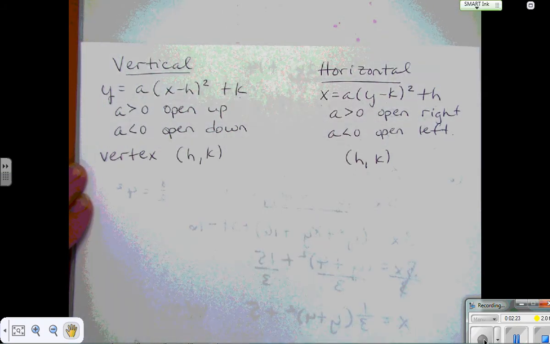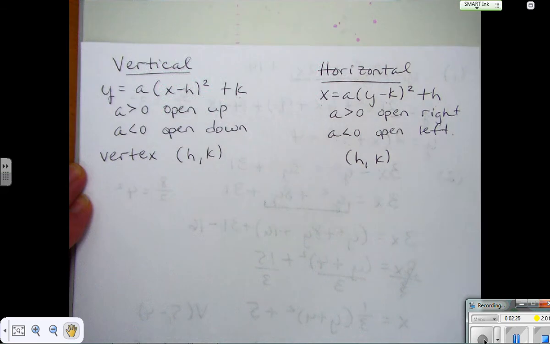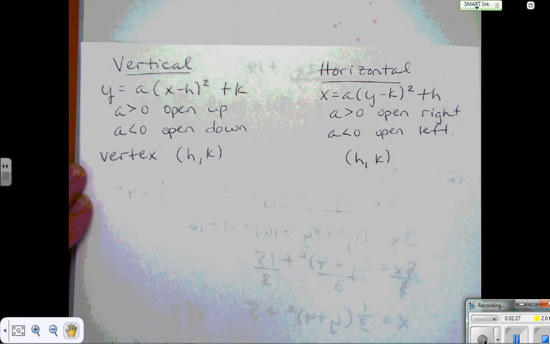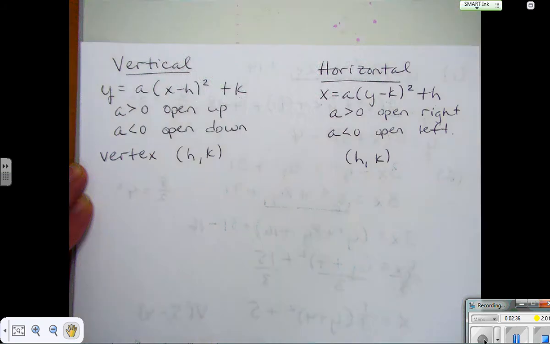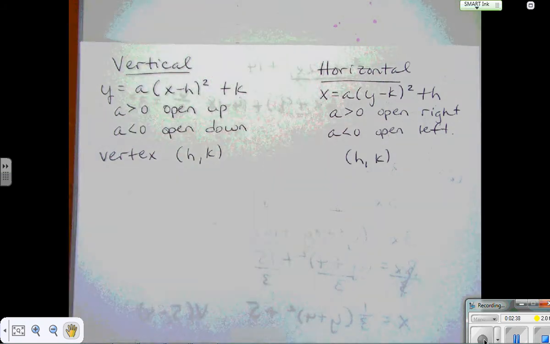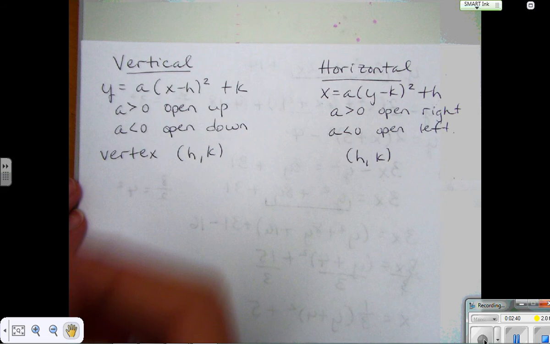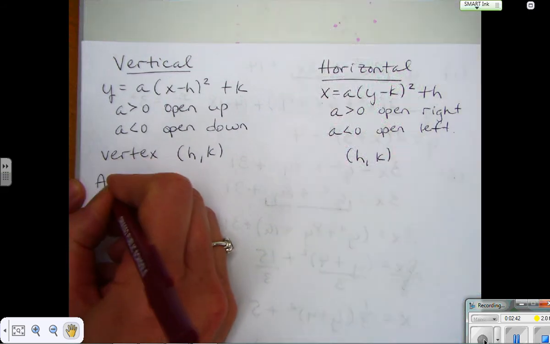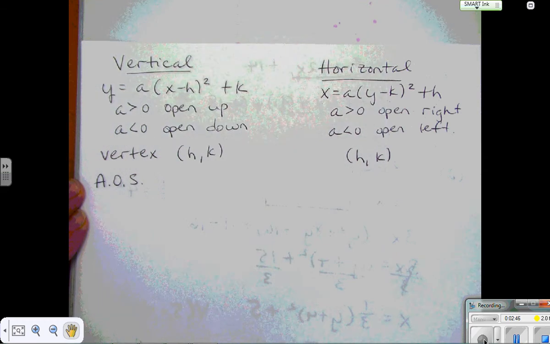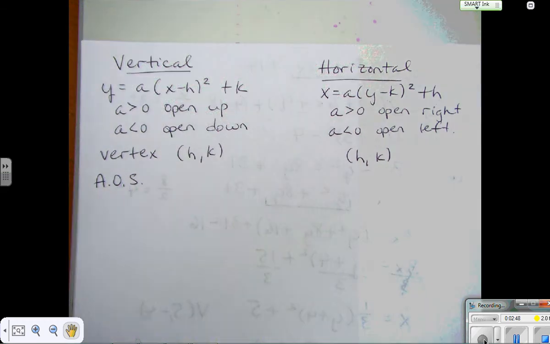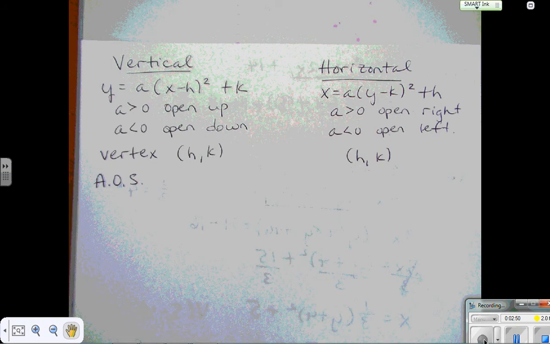I'm going to go through all of this and use the vocabulary, and when we're done going through the equations, then I will draw a parabola for you and label everything. So we have your vertex. The next thing is the axis of symmetry, and you should remember the axis of symmetry is the line that goes down the middle of the parabola. It cuts it in half. So if you fold the parabola on that line, it's going to be symmetrical.